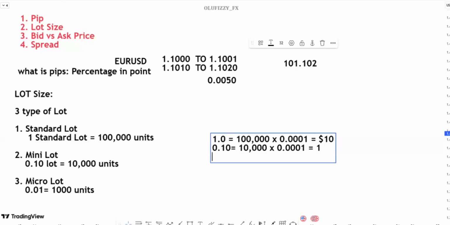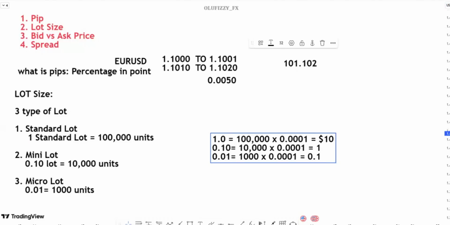But for the micro lot, which is 0.01, and that's the smallest lot size, that's going to be 1,000 units times 0.0001, which is 1 pip movement, and that's going to be 10 cents, or 0.1 dollars.